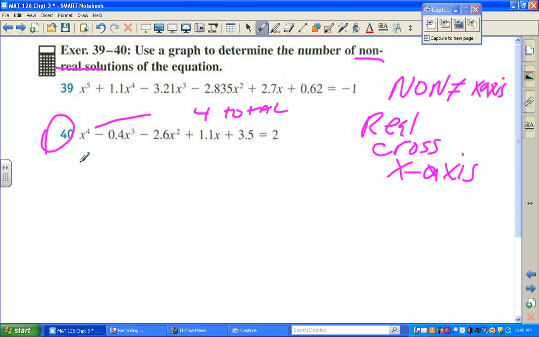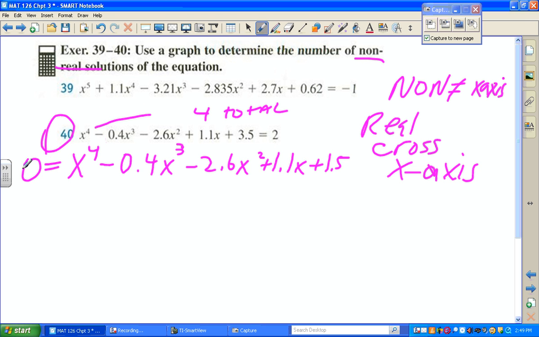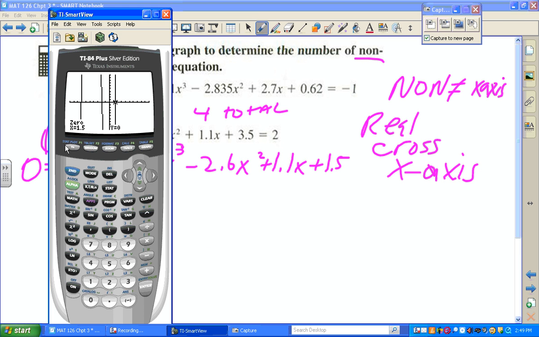You see a common theme here with getting it set equal to 0? That's because the x-axis is where the equation equals 0. Y equals 0 there. Now I just put this equation in, see how many times it crosses the x-axis, and subtract that from 4. I should have a winner on my hands.